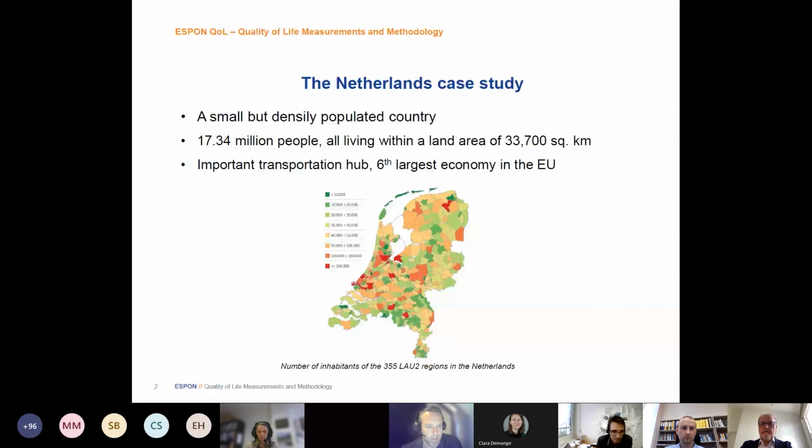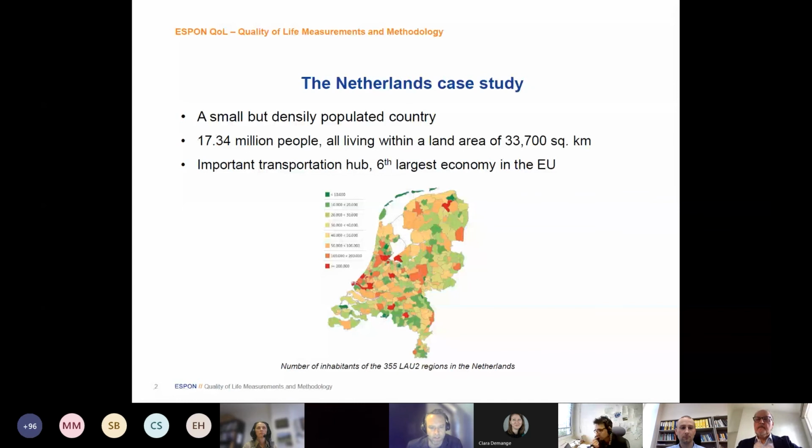So just to introduce this case, the Netherlands, it's a relatively small country in Europe, but very densely populated. So 17 million people residing in an area of 33,000 square kilometers. So the most dense regions are the Randstad region on the west side. You see the red areas on top, Amsterdam and Rotterdam. And so the other regions are less densely populated. Next slide, please.